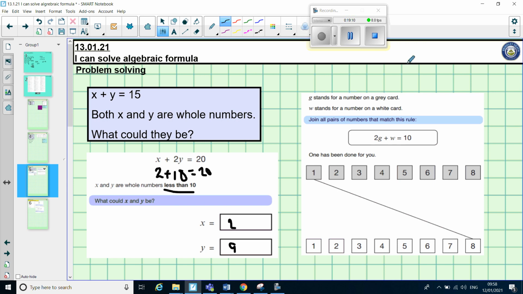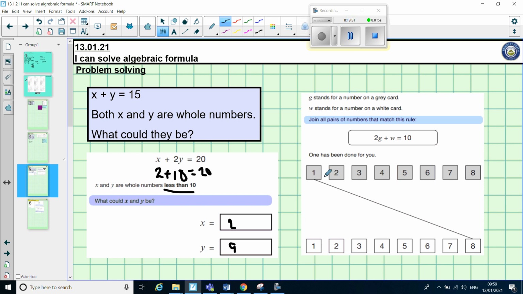Okay. The next question then, it asks me to find pairs of numbers which satisfy this formula. So the same kind of idea works here. So G is a number on a grey card, W is a number on a white card. We've got to join all the pairs of numbers so that they fit the rule. One has been done for us. So they say 1 and 8 work for this formula. So it says 2 lots of 1, which is 2, add 8, W is our 8, add 8 equals 10. So 2 add 8 equals 10. That works, doesn't it? Okay, and I've got to find the other pairs that work.